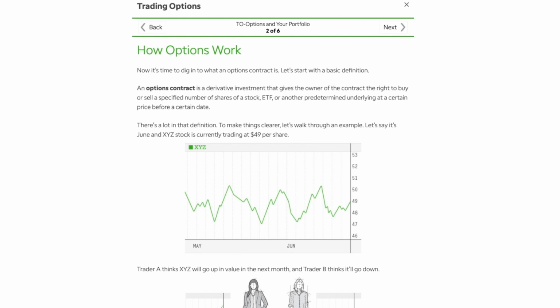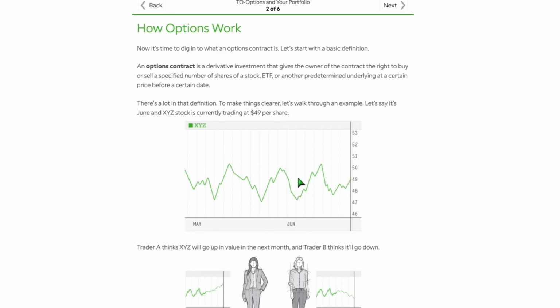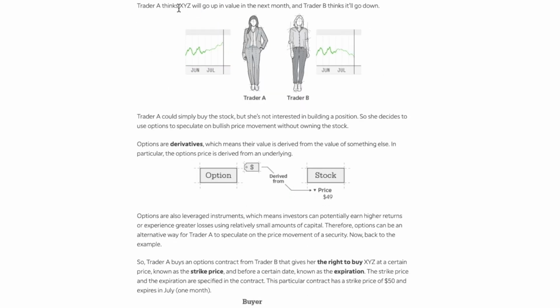Let's say it's June and XYZ stock is currently trading at $49 a share. So you can see the stock is going up and down, but around June, as of today in this example, it's at $49. Trader A thinks XYZ will go up in the next month, and Trader B thinks it will go down. Trader A could simply buy the stock, but she's not interested in building a position. So she decides to use options to speculate on bullish price movement without owning the stock.